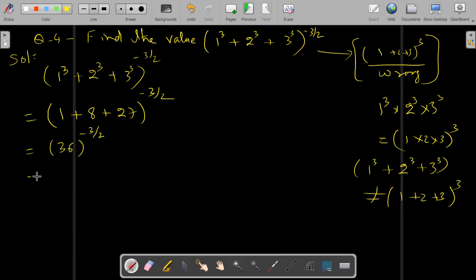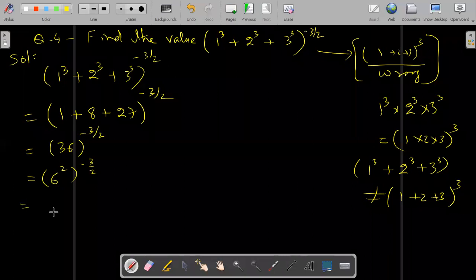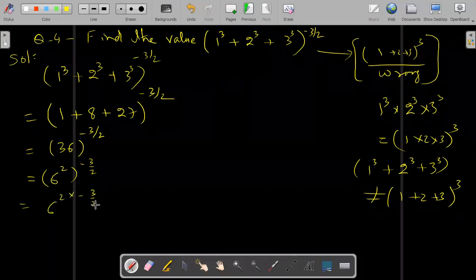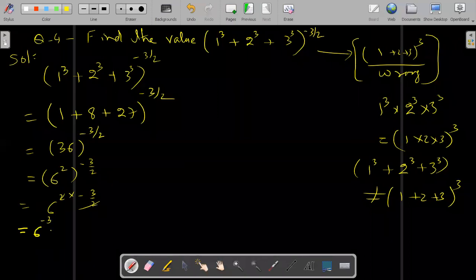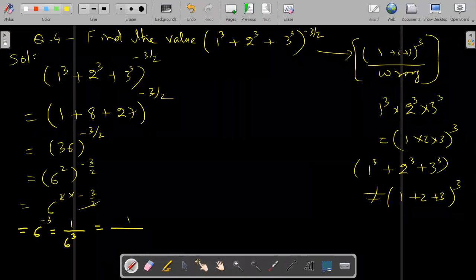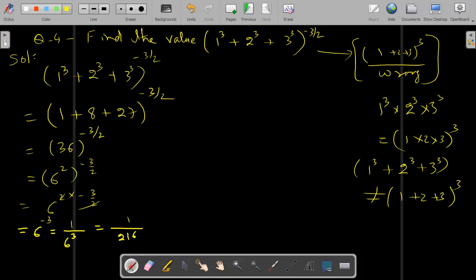36 means 6 raised to power 2. We will try to write in the power; if we have a denominator 2, we will write in the power of 2. The 2 into minus 3 by 2, this 2 and 2 will cancel. We get 6 raised to power minus 3, and that is 1 by 6 raised to power 3. That is 1 by 6 into 6 into 6, 216. So the answer is 1 by 216.